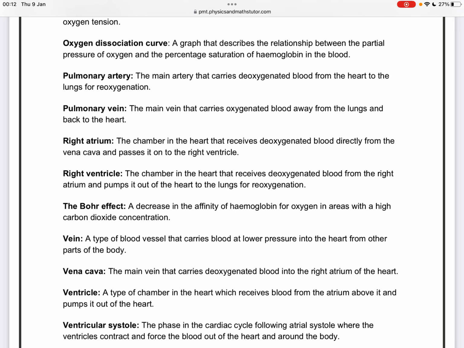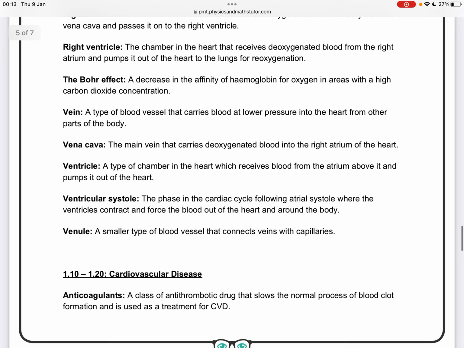Right ventricle, the chamber in the heart that receives deoxygenated blood from the right atrium and pumps it out of the heart to the lungs for reoxygenation. Vein, a type of blood vessel that carries blood at lower pressure into the heart from other parts of the body. Vena cava, the main vein that carries deoxygenated blood into the right atrium of the heart. Ventricle, a type of chamber in the heart which receives blood from the atrium above it and pumps it out of the heart. That's it.